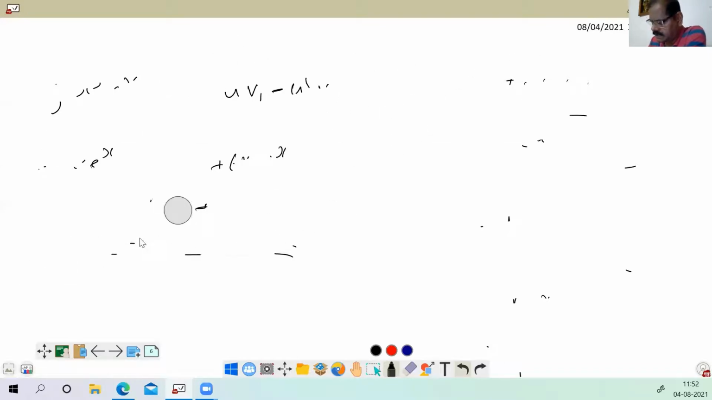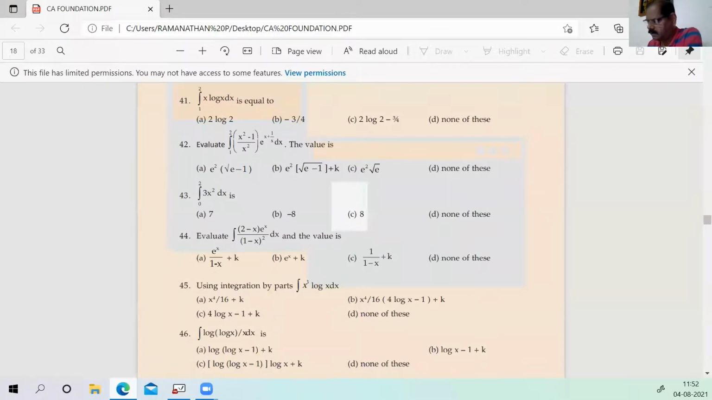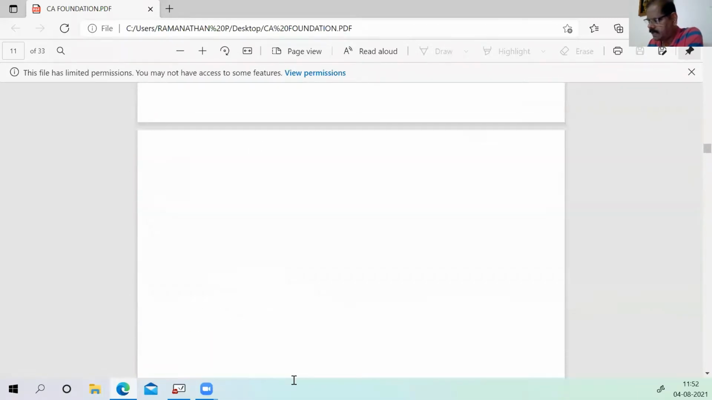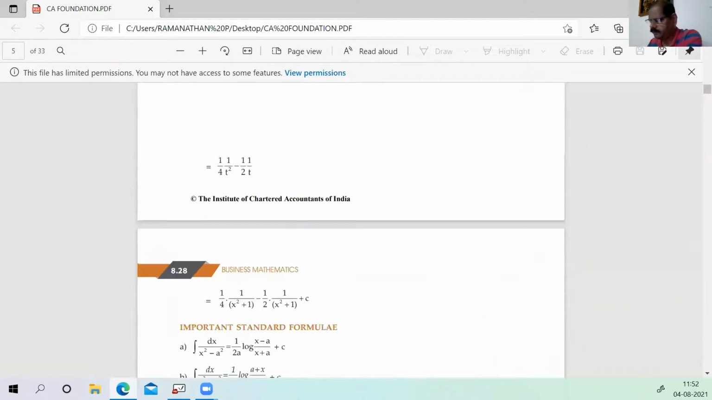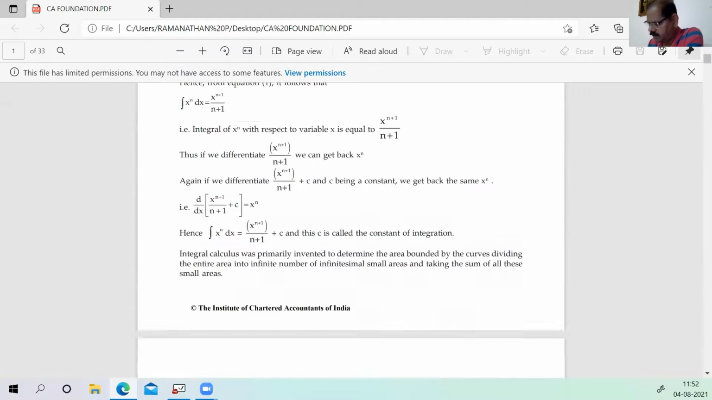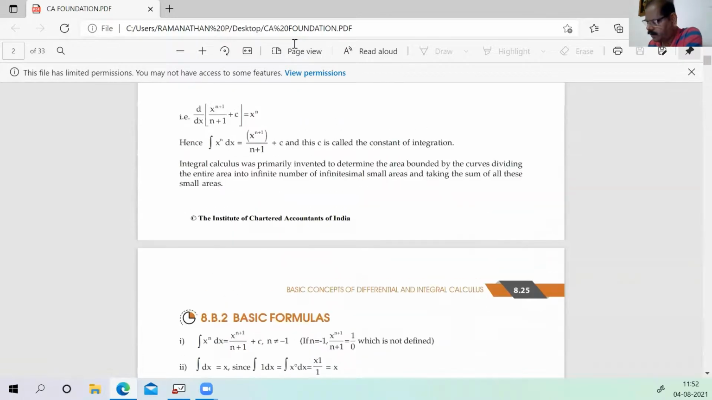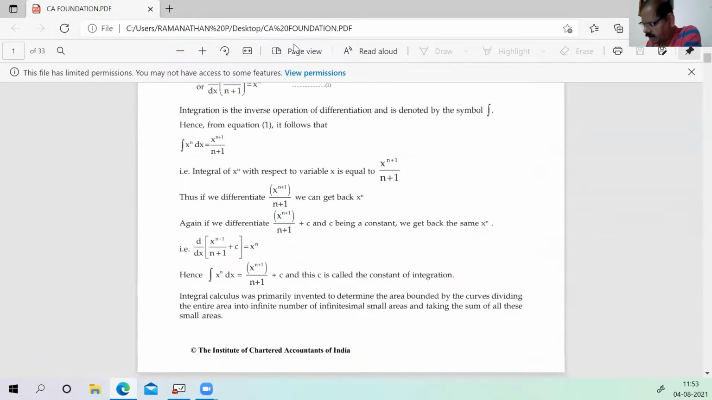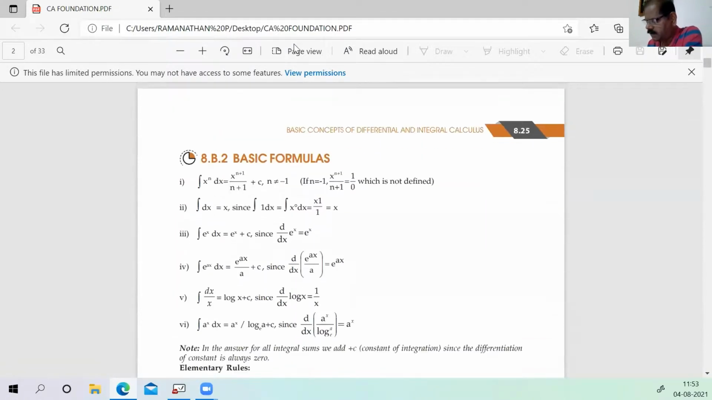So let us see the problems in your textbook, that is study materials. We have already seen integration as the reverse process of differentiation. We have to know the basic formulas. Only two basic formulas for integration, that we have already explained. And some basic formulas for finding the integrals of standard functions.